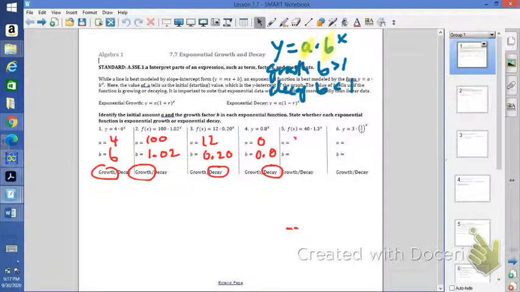Number 5, our a is 40. Our b is 1.3. That's greater than 1, so we have growth there. And then finally for number 6, our a is 3. Our b is 1/2, or 0.5. That is less than 1. So we're going to have decay.